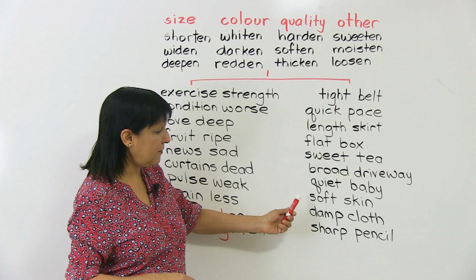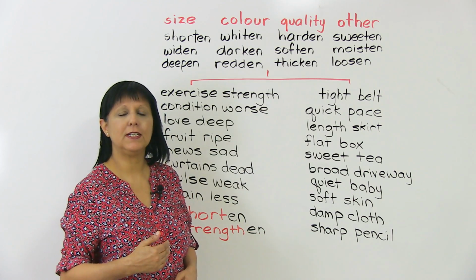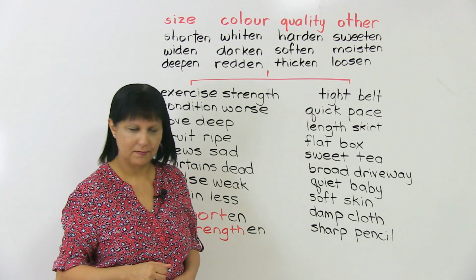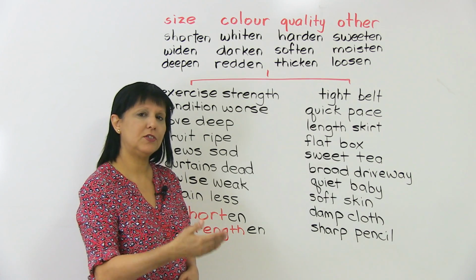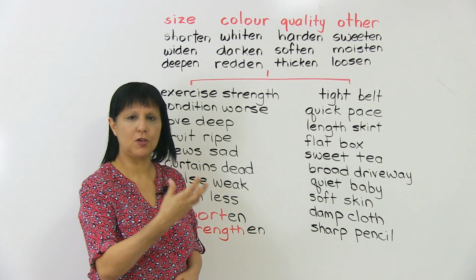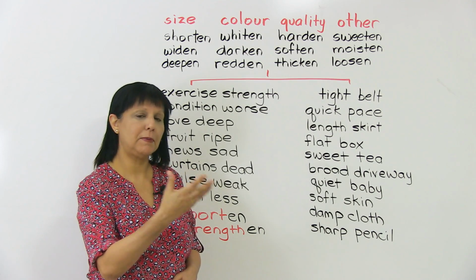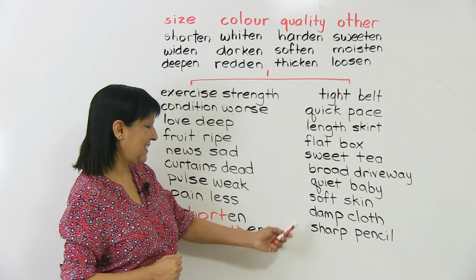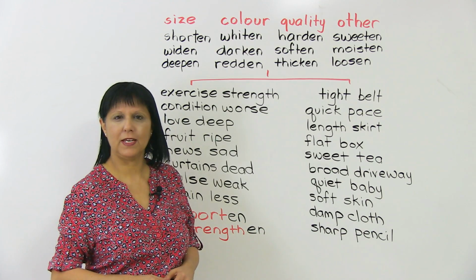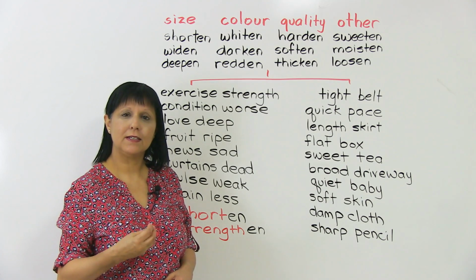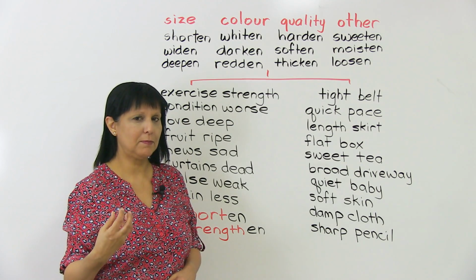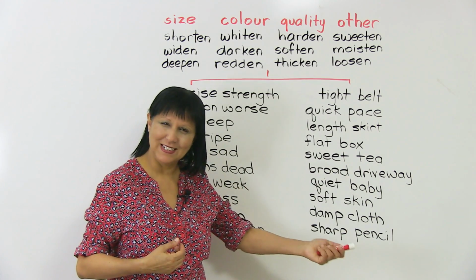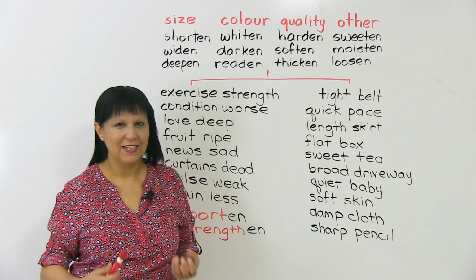All right. Soft skin. She softened her skin with some moisturizer. Okay? She softened her skin. So soft becomes soften, and soften in the past becomes softened. That's it. Good. Damp cloth. Okay? She dampened the cloth. So damp became dampen, and dampen became dampened if it was in the past tense.